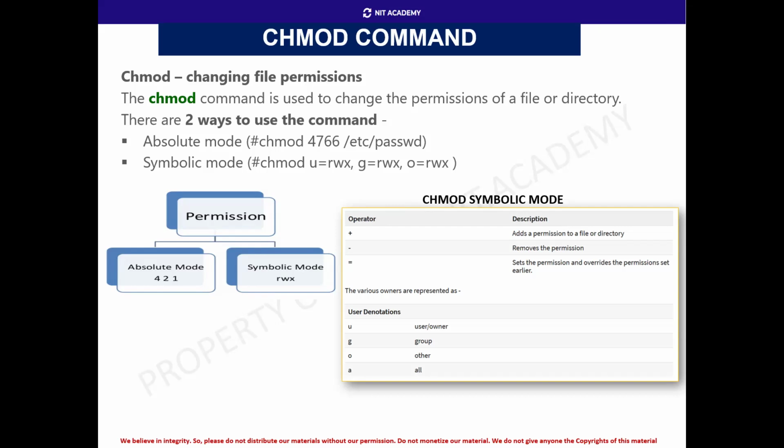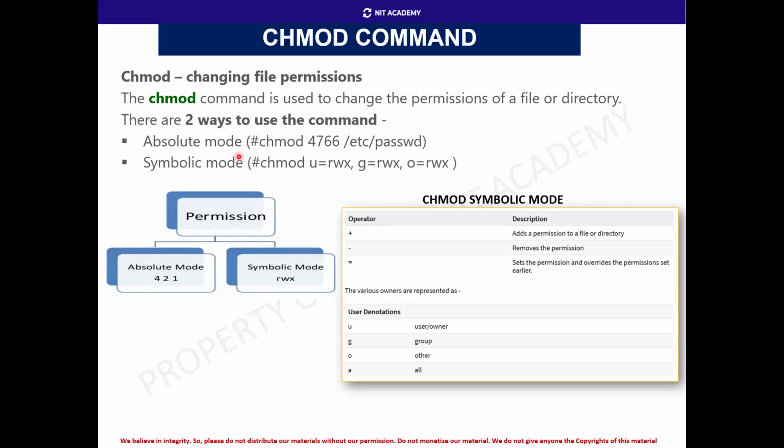Oh, so we are taking a class in Linux, so I need to memorize. Do not worry about all of that. I like the absolute mode, 766, 4766. 7 is 4 plus 2 plus 1. I like that. Some people don't like that. Some people's minds work symbolically, so they have a symbolic mode.